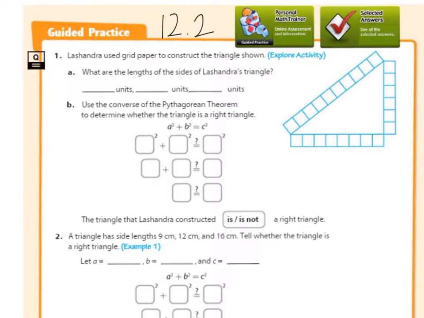This is the guided practice for 12.2. We'll walk through these questions if you need a little extra assistance on seeing how they are solved, or just want to watch and make sure that you're doing all your steps correctly.